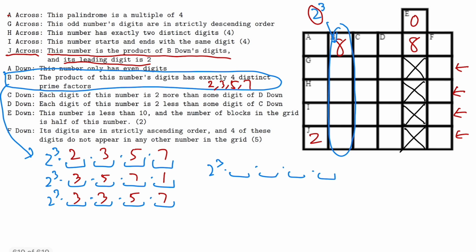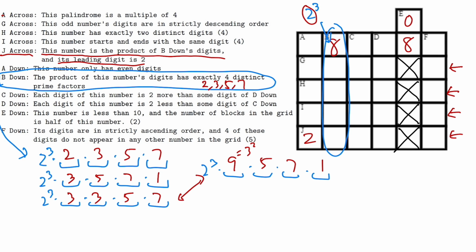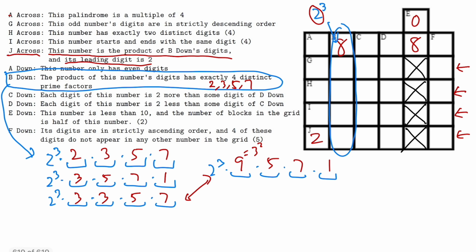I can even have 9 and then 5, 7, and 1. Because 9 is the same as 3 squared, so that is 1 prime factor, 2, 3, 4, they are all different. 1 doesn't matter. Alright, which one are we talking about though? Well, these two will give the same product because 3 times 3 is 9. So it's tricky. But remember what we mentioned earlier: these 4 digits should only show up in there.